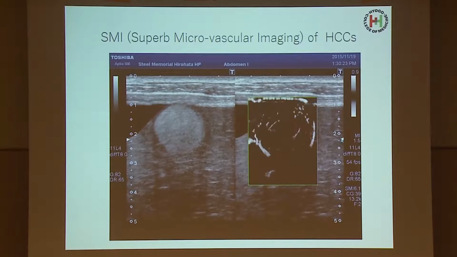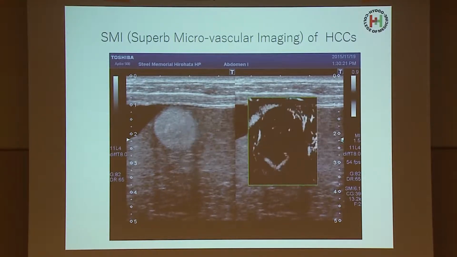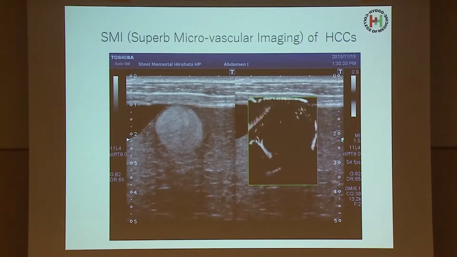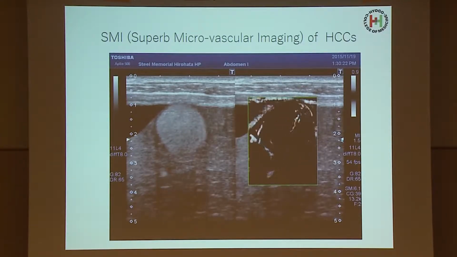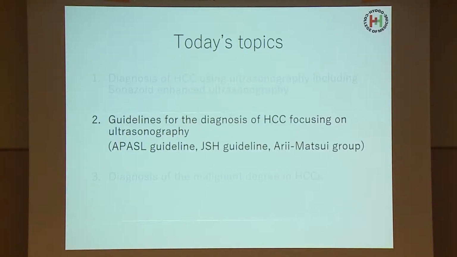This is a case of HCC with HCV liver cirrhosis. As you can see, tumor microvessels can be identified by non-contrast-enhanced SMI technology. In Sonazoid-enhanced CEUS, hypervascularity with washout and hypointensity in the Kupffer phase can be identified as the typical HCC findings. Second, guidelines for the diagnosis of HCCs from APASL, JSH, and the Ariji-Matsui group are summarized.